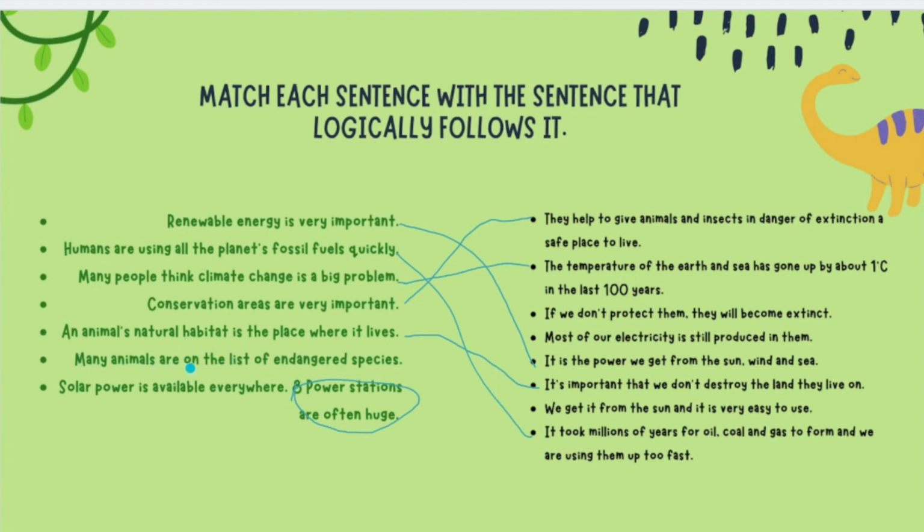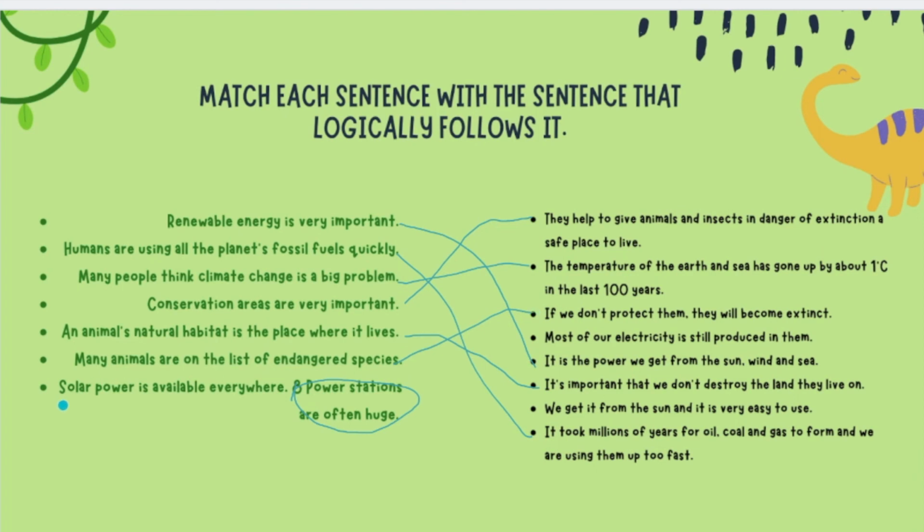Many animals are on the list of endangered species. So the answer will be, if we don't protect them, they will become extinct. Before it becomes extinct, it will be an endangered species.